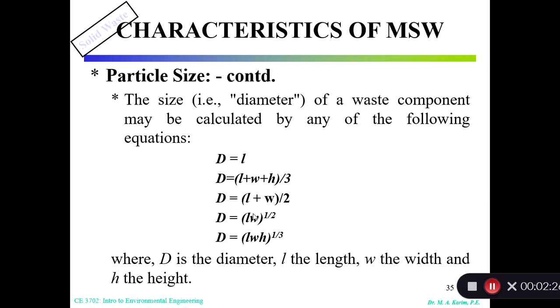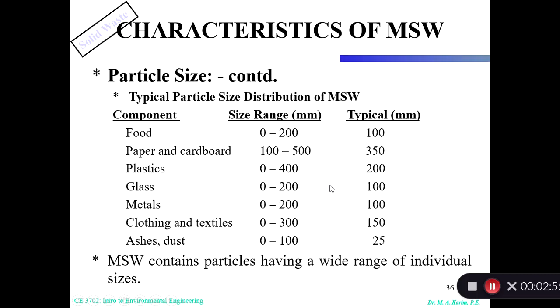So here, the particle size is calculated by the diameter. D is equal to L if the other parts are very small. Or D is equal to (L plus W plus H) by 3, or if it is flat, then (L plus W) by 2, and then it could be D equal to (LW) to the power 1/2, and D equal to (LWH) to the power 1/3, where D is the diameter, L is the length, W is the width, and H is the height. So we can do that.